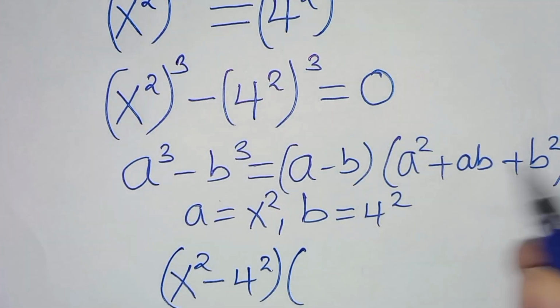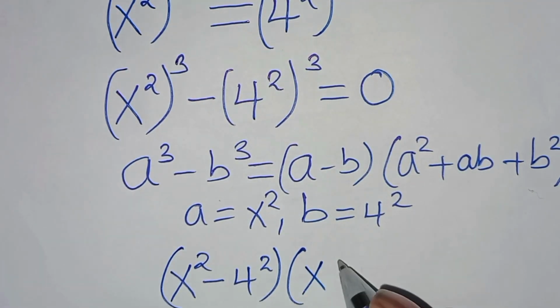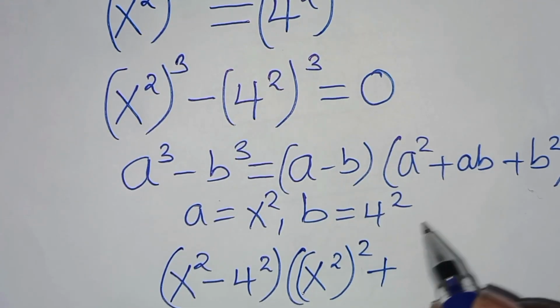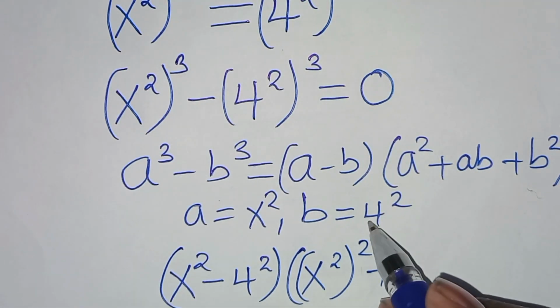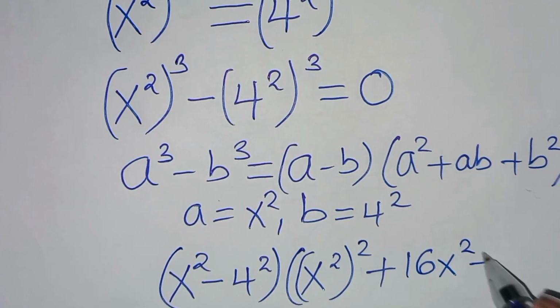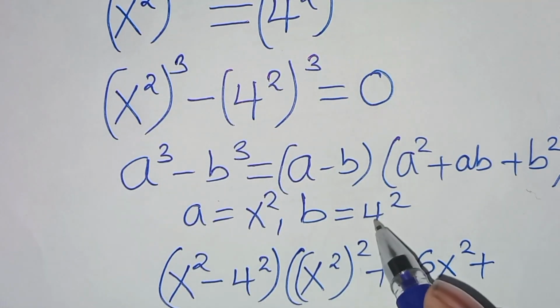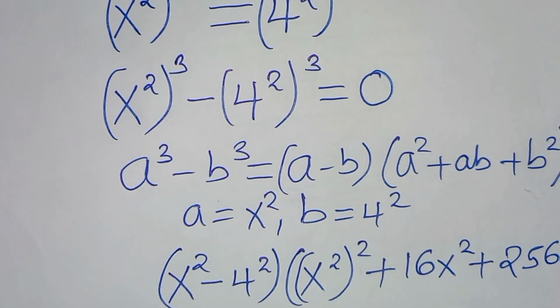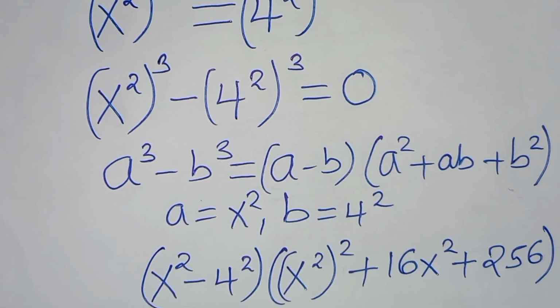Then in the second part here, we have x to the power 2 raised to the power 2, then plus, now a times b, which is here 4 squared, which is 16, times a, which is x squared, then plus b squared, which is 4 squared, 16. 16 squared is 256. This is equal to 0.